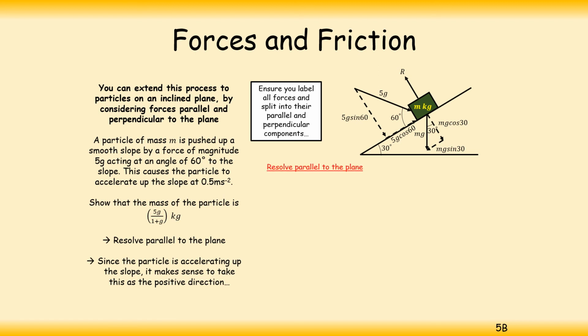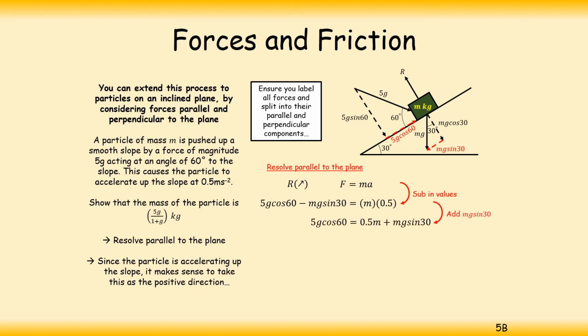So if we resolve, same as before, parallel to the plane, F equal to ma, and we're resolving everything going up as positive, up as in parallel to the plane going up. So 5g cos 60 going up minus mg sine 30 going down equal to ma, m times 0.5. And if we tidy that up, substituting cos 60 and sine 30 in our calculator, we get the following value. But we have to keep an eye on what the question said.